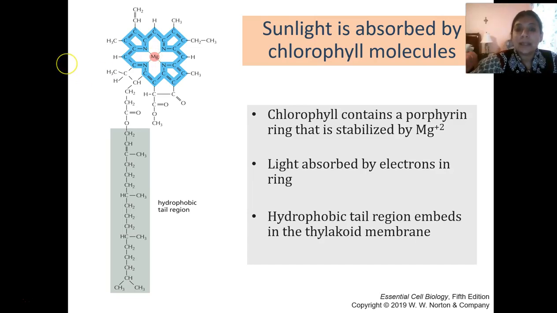So the light is absorbed by the electrons in these rings that are present inside this ring, and in that state, once they're excited, they can then store that energy. It's like a solar cell, and then utilize that energy later on. The tail is just a hydrophobic region. If you look at that, that's essentially just a carbon-hydrogen chain, and it is embedded within the thylakoid membrane because of this hydrophobic nature of this tail.